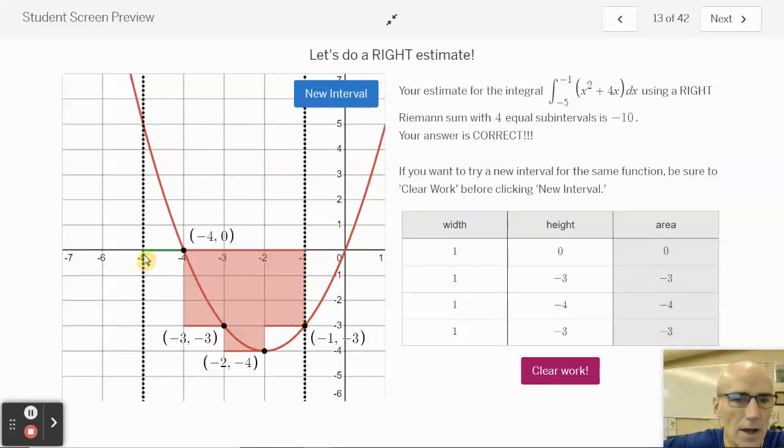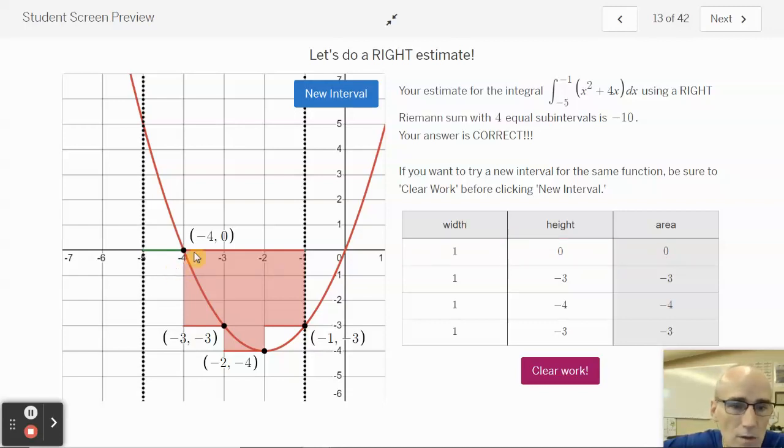We are going from -5 over here to -1, and that's a distance of 4, right? 1, 2, 3, 4. So if they want 4 equal subintervals, that means I'm just counting by 1 each time. 1, 1, 1, 1, right? So my first interval is a little weird because there isn't even a rectangle there, right? So the width is 1, but then the right side of that interval is hitting the parabola. So there's no height at all to the rectangle. It's just a width. So that's why I've got a height of 0 and they've got an area of 0.